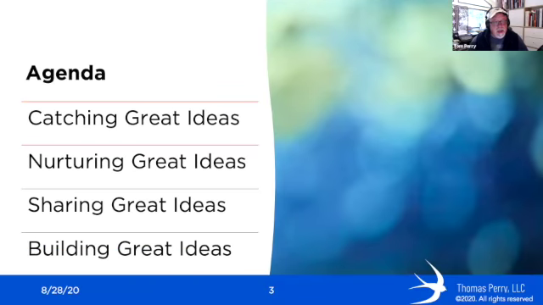Today our agenda is going to be talking about the elements that are necessary to build a great innovation dashboard. There are really four key areas we're going to cover here: catching great ideas, nurturing great ideas, sharing great ideas, and then how we build on those.